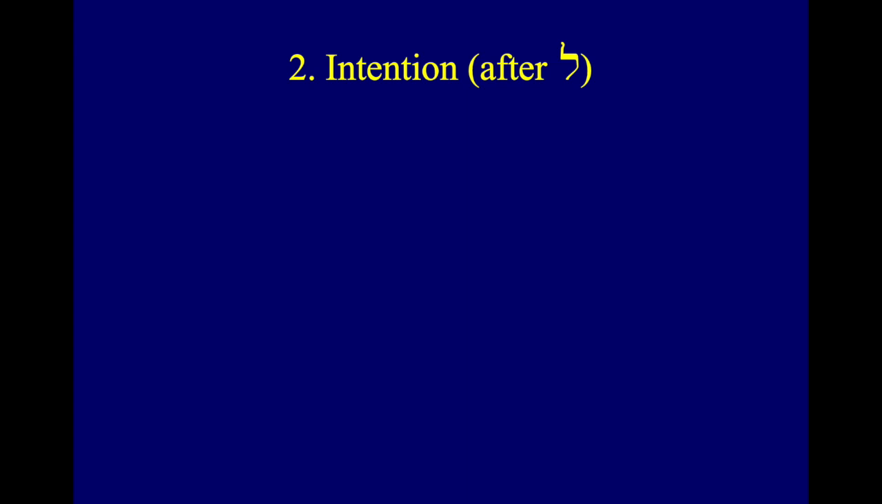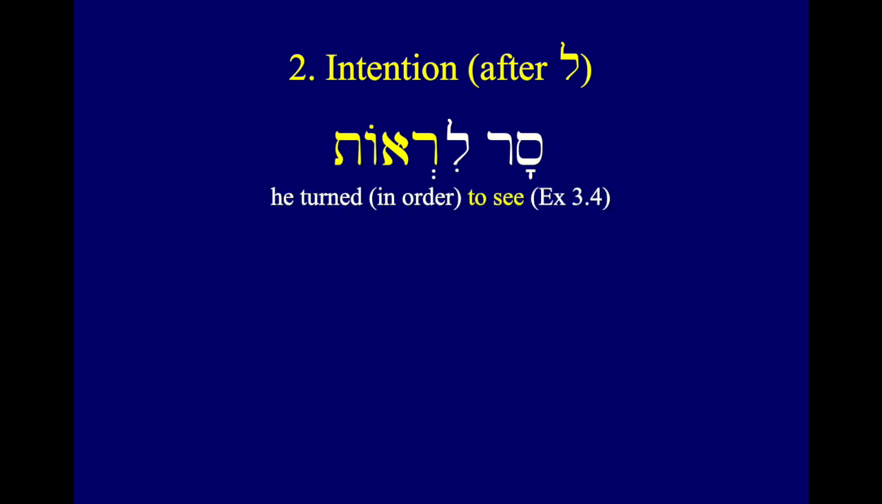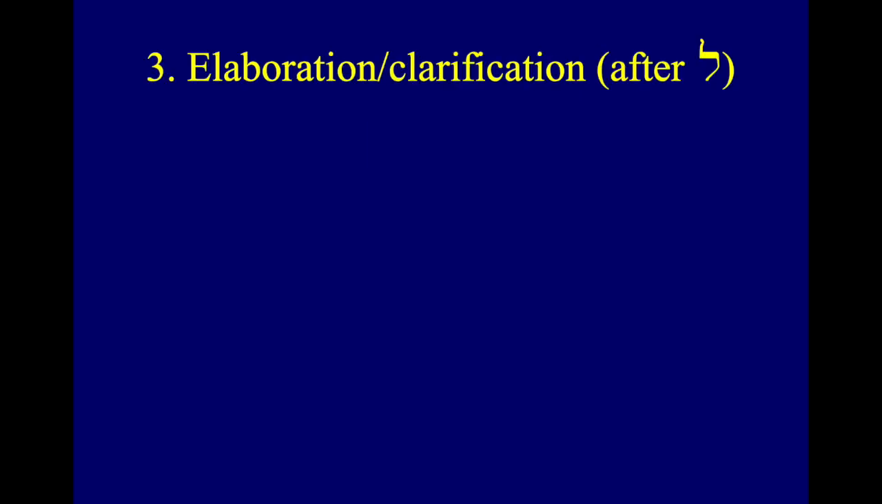Remember I said you can add prepositions to these things. You often see them with a lamed, these infinitive constructs. So for example, sar lir'ot. Remember the ot ending? Remember what that does with infinitive constructs? Yeah, so think of a hey being there. So ra'ah, that's to see. So sar, which comes from the verb that means to turn. So, to turn, to see. This comes from Exodus 3: Moses turned to see this great sight, why the bush was not burning up.